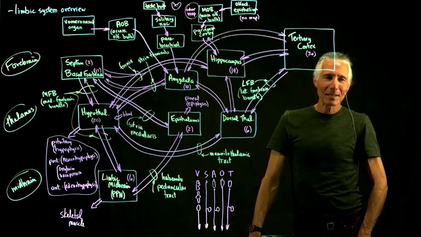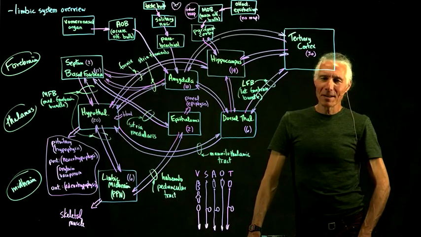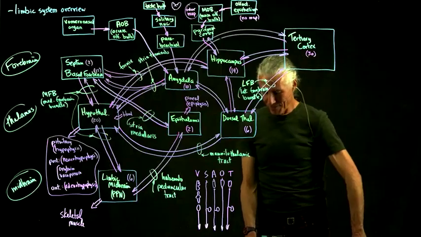The limbic system, eating and drinking. It's the 4 F's: fighting, feeding, fleeing, and mating.